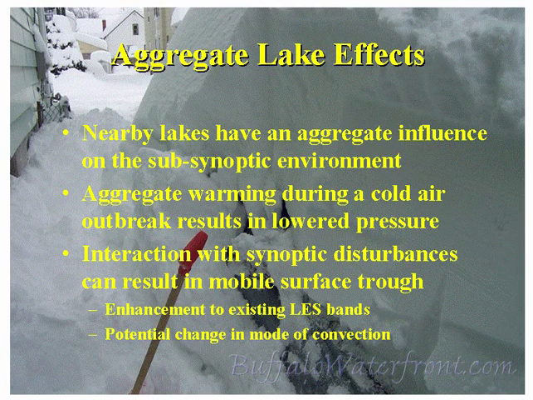as the aggregate lake effect. Basically, the concept states that neighboring lakes all have an aggregate influence on the subsynoptic environment. Aggregate warming during a cold air outbreak results in an aggregate lowered pressure. These aggregate troughs can interact with synoptic disturbances and can result in smaller mobile surface troughs that enhance existing LES bands and potentially change the mode of convection of LES bands that are already underway.